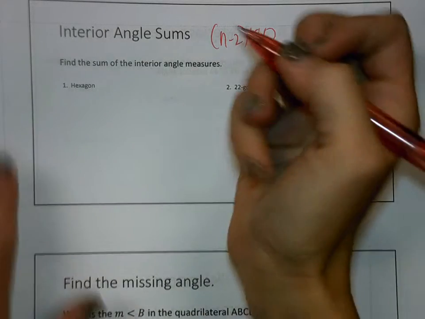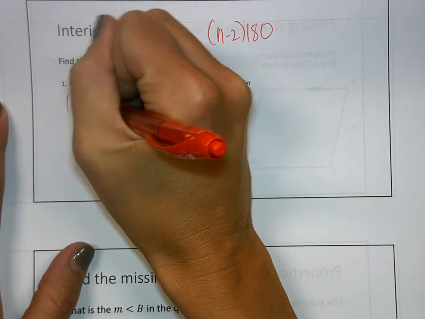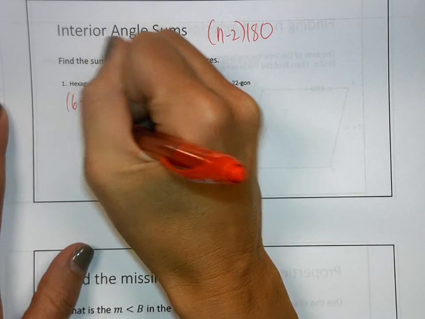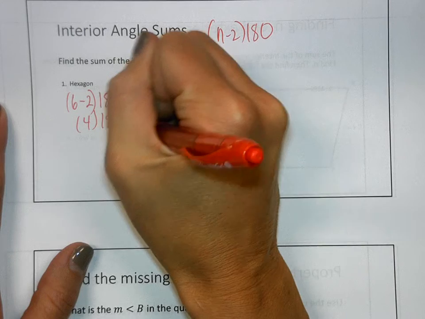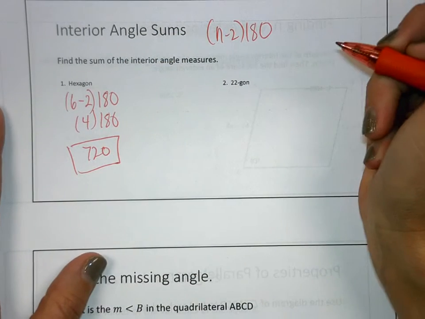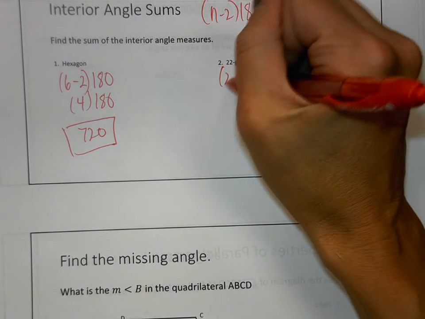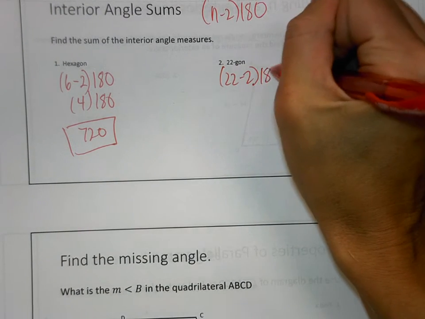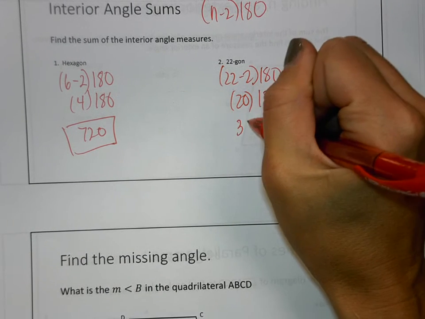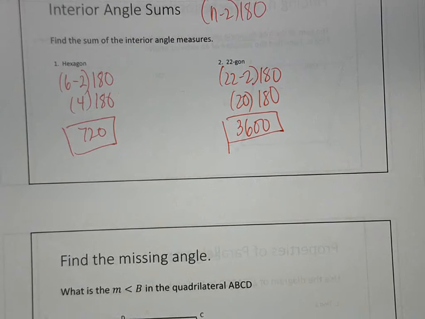Okay, so number 1, what answer did you get? Good, because a hexagon has 6 sides. 6 minus 2 times 180, so we have 4 times 180, and that was 720. Okay, number 2, a 22-gon. Guess how many sides that one has? You guys are so smart. 22 minus 2 times 180, and then 20 times 180 makes 3,600. Okay, questions there? All right.